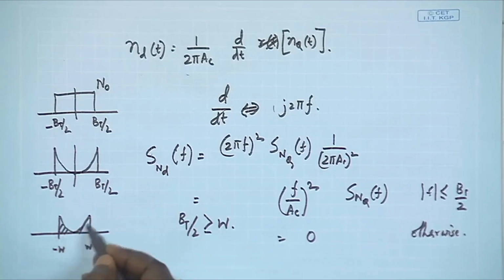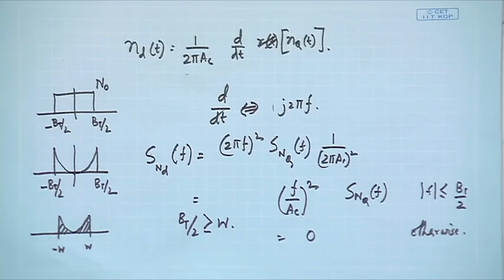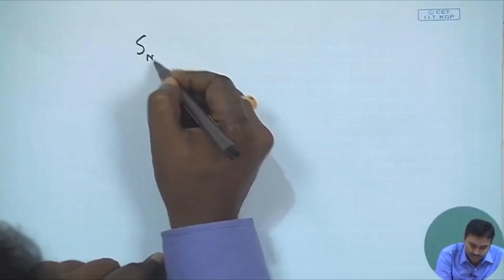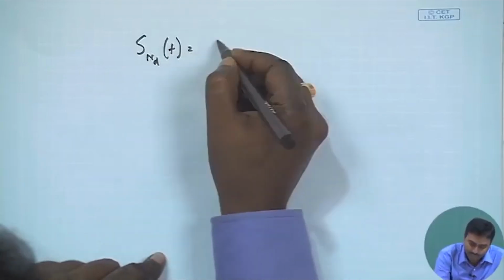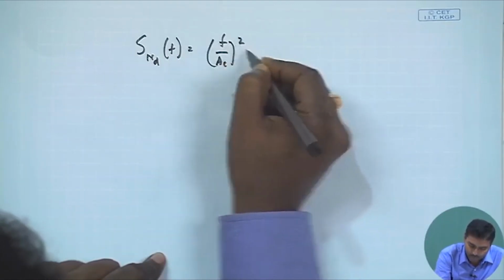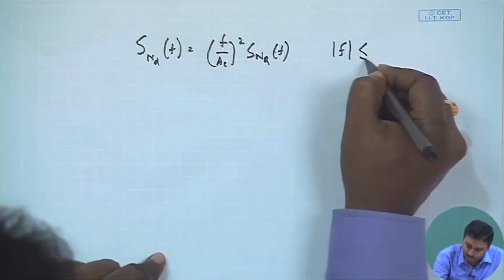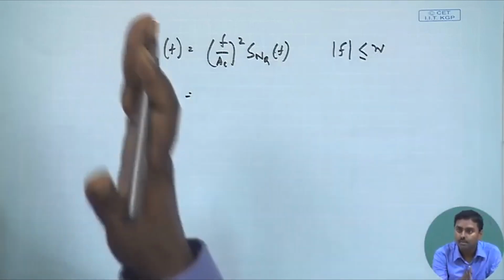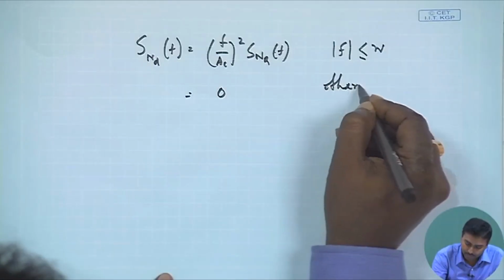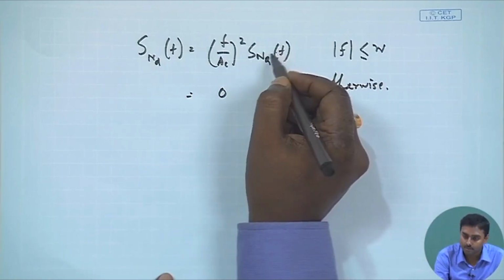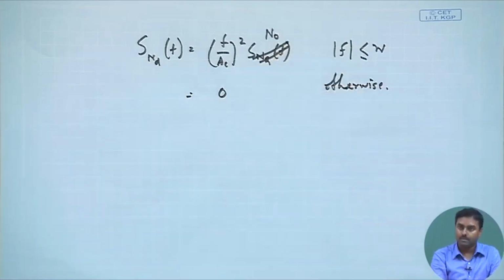So, if I now integrate this power spectral density, whatever I get, that must be the noise power. So, let us try to calculate the noise power. I can now define, after doing this low pass filtering, this S_ND(f) must be the same thing, (f/A_c)^2 S_NQ(f), where mod f is now less than or equal to W, because it is restricted to that, because I have already done a low pass filtering, and it will be 0 otherwise. So, what is S_NQ(f) in that? That is just N0. So, I can, instead of this, write N0, right.